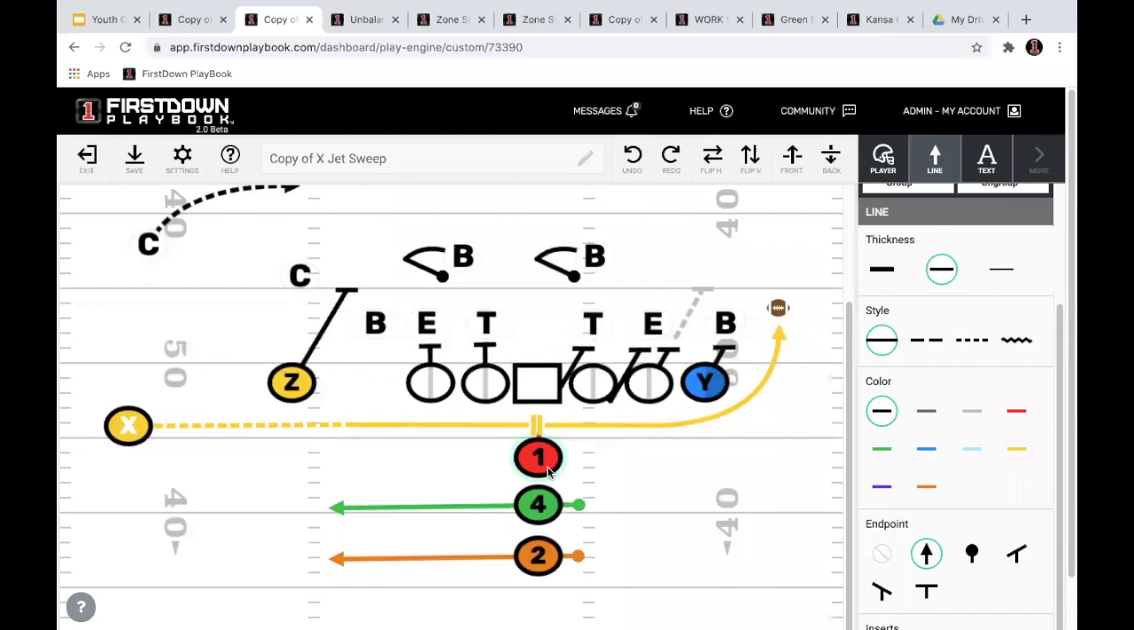I've got the quarterback in a pistol here. All right, you can put them in the gun or whatever, but you need to make sure that this timing is worked over and over and over again.